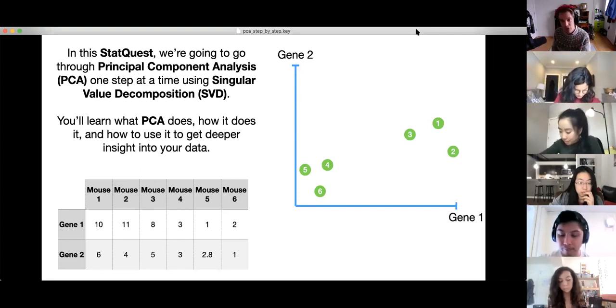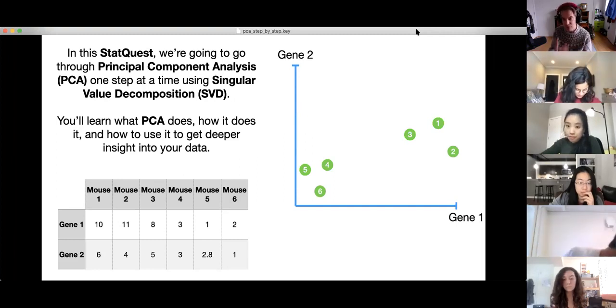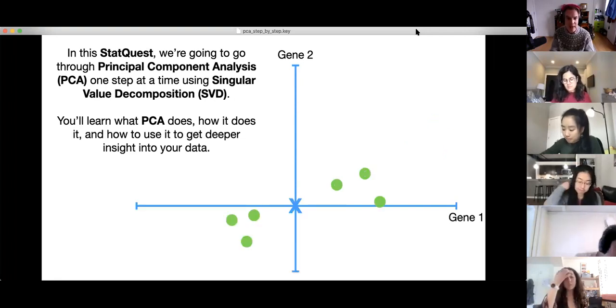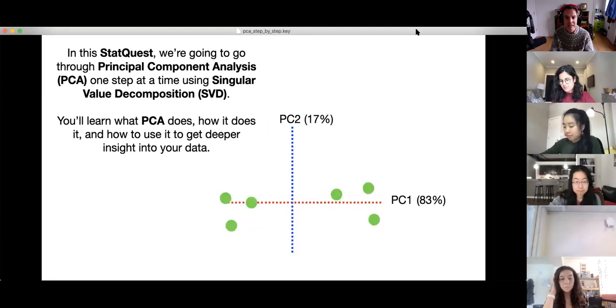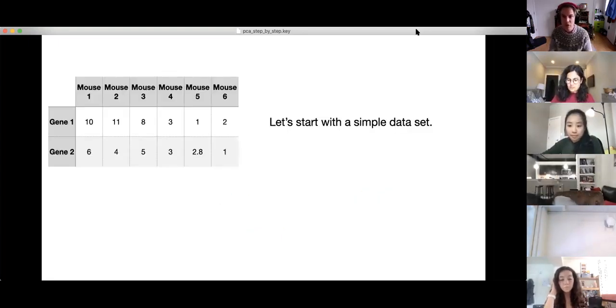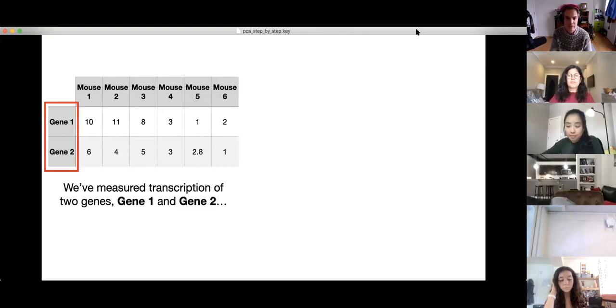However, just so we can cover all our bases, when we get through the end of this, we're actually going to review how to think about PCA in terms of a covariance matrix. And so you'll have both perspectives of the same process. Okay, so what we're going to do is we're going to learn what PCA does, how it does it, and how to use it to get deeper insight into your data. So we're going to start with a simple data set.